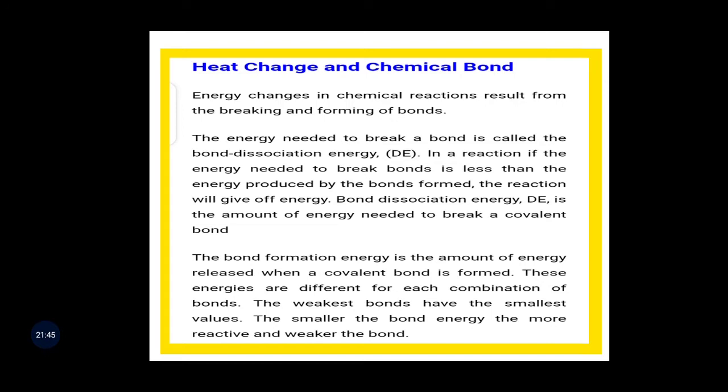So we said the bond formation energy is the amount of energy released when a covalent bond is formed. We have bond dissociation and we have bond formation. So dissociation will occur at the reactant side, while formation will occur at the product side. So bond dissociation, reactant; bond formation, product. So take note of that. So the weakest bonds have the smallest value. The smaller the bond energy, the more reactive and weaker the bond.